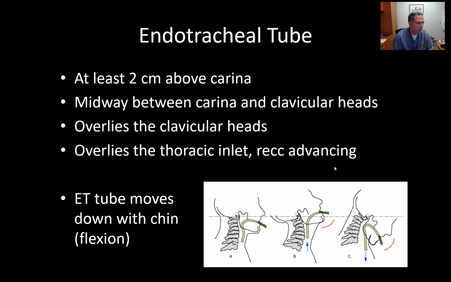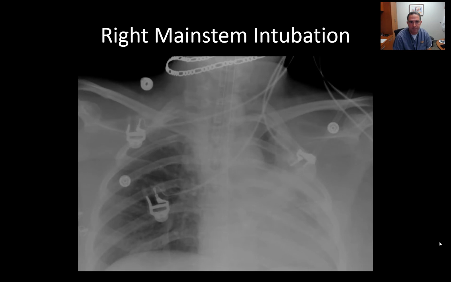One kind of boards question that may come up, or it might be a step 3 question, is that the ET tube moves down with chin flexion, as you can see in this diagram here. You may see that in multiple choice format. This is a radiograph of right mainstem intubation. Not the clearest to see, but you can see that there.